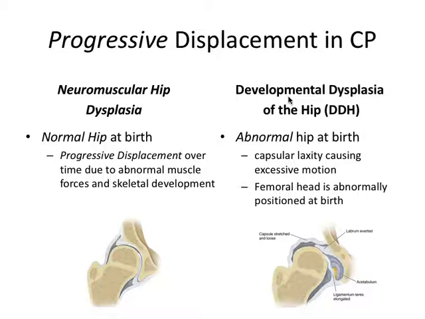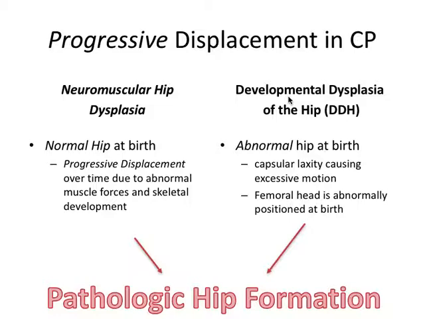In developmental hip dysplasia, however, these children are neurologically normal, but the abnormality lies in the ligamentous structures and laxity of the hip itself, so that you have capsular laxity causing excessive motion. The reason you get the later problems with hip development is that the femoral head is abnormally positioned from birth. So although both of these processes lead to pathologic hip formation, they happen via very different mechanisms. That's important because the lessons that we take from treatment of developmental dysplasia of the hip don't necessarily translate over to neuromuscular hip dysplasia and vice versa.